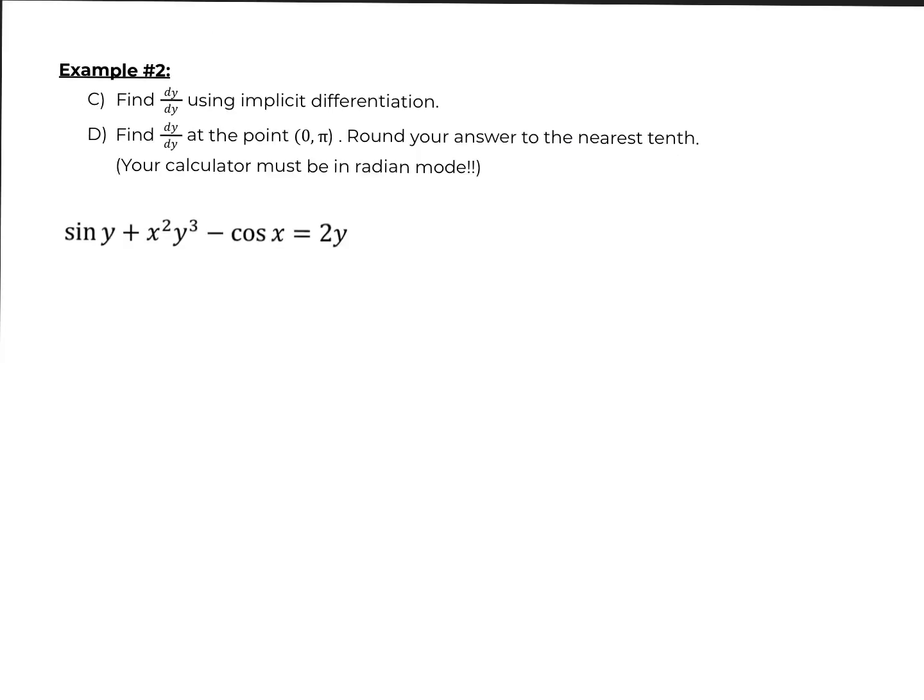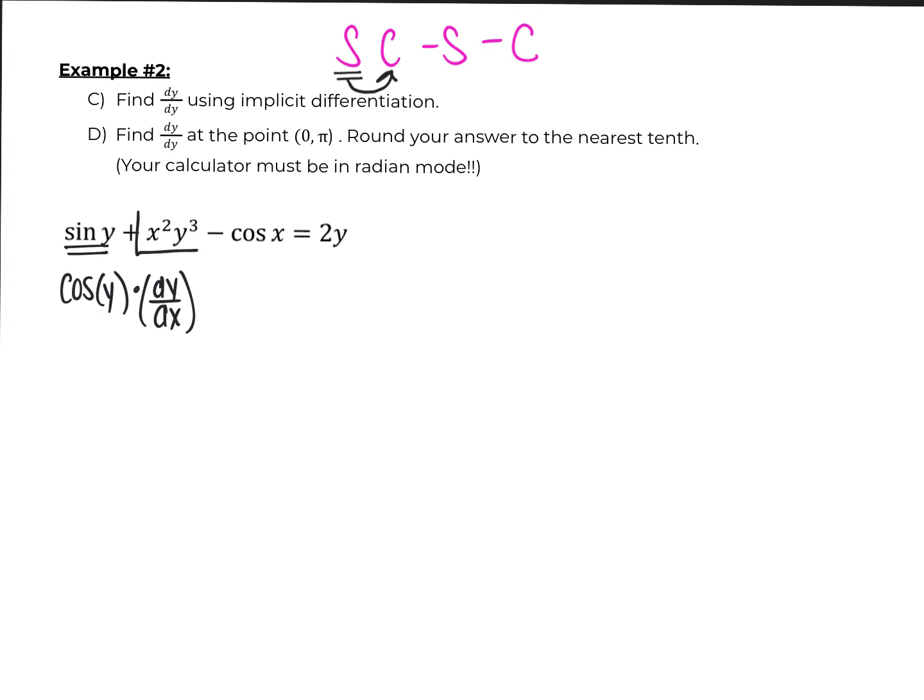All right, let's try another example. Same concept, find dy over dx using implicit differentiation. So we know if I want to take the derivatives of sine and cosine, we need sine, cos, negative sine, negative cos. So I want to take the derivative of sine. I'm going to look at sine and look to the right. The derivative of sine is cosine of y, but I'm taking a derivative with respect to y, so I need to multiply by dy over dx.